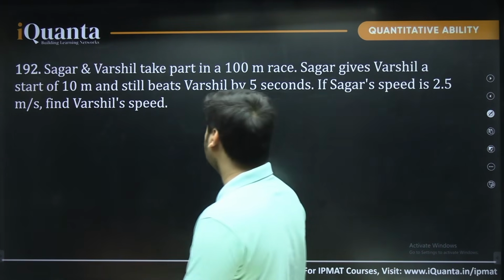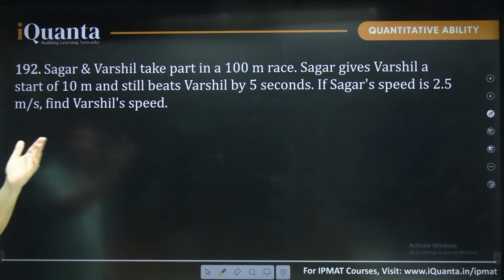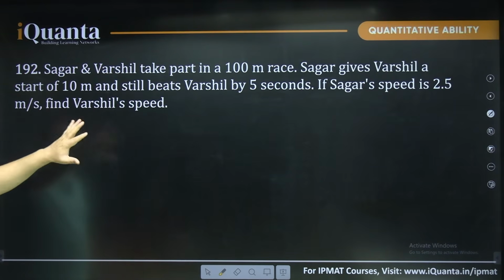Sagar and Varshil take part in a 100-meter race. Sagar gives Varshil a start of 10 meters and still beats Varshil by 5 seconds. If Sagar's speed is 2.5 meters per second, find Varshil's speed.